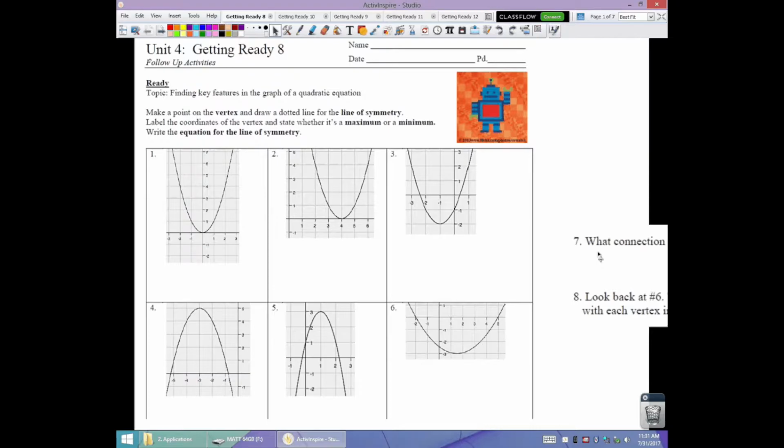So I'm getting ready. We're going to start here looking at some graphs of quadratic equations, so some parabolas.